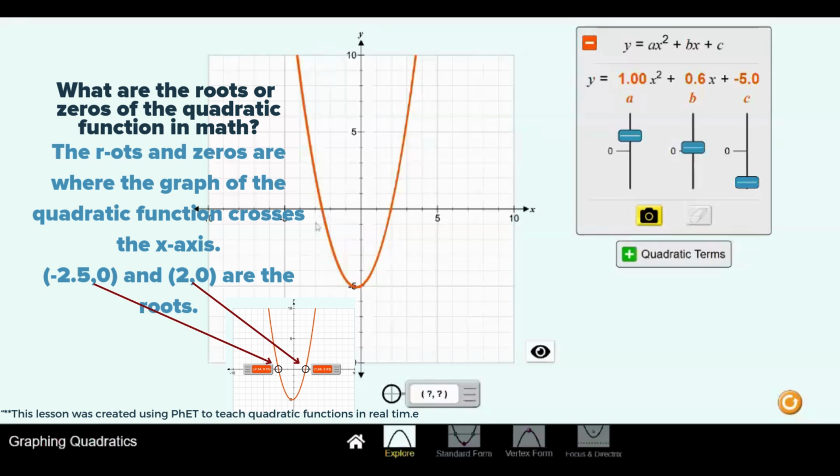Yes. Okay, cool. So the one right here on the left side is about negative 2.5, 0, and this one looks like it's 2, 0. So remember, it's negative to the left of the y-axis and positive to the right of the y-axis. Okay, so just a quick review there. Any questions about that?